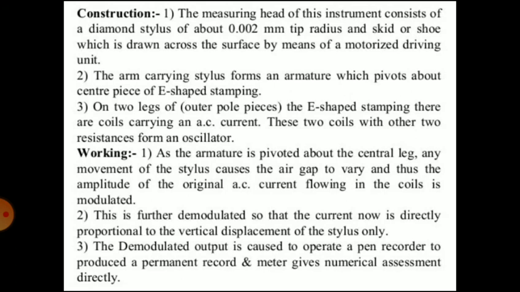Now the working: as the armature is pivoted about the central leg, any movement of the stylus causes the air gap to vary, and thus the amplitude of the original AC current flowing into the coils is modulated. This is further demodulated so that the current is now directly proportional to the vertical displacement of the stylus only. The demodulated output is caused to operate a pen recorder to produce a permanent record, and a meter gives a numerical assessment directly.